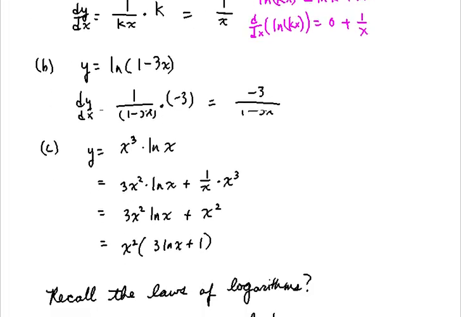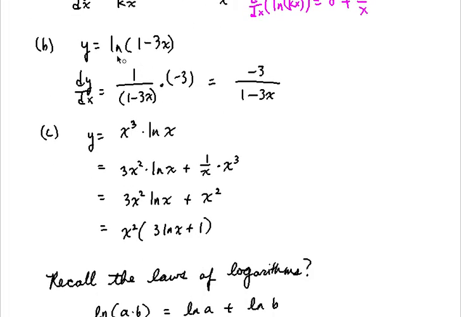All right. The derivative of the natural log of 1 minus 3x. Now this is my f of x here, so I'm going to go 1 over f of x. To take the derivative, I do 1 over the inside times the derivative of the inside. That's my chain rule. And I end up with minus 3 over 1 minus 3x.